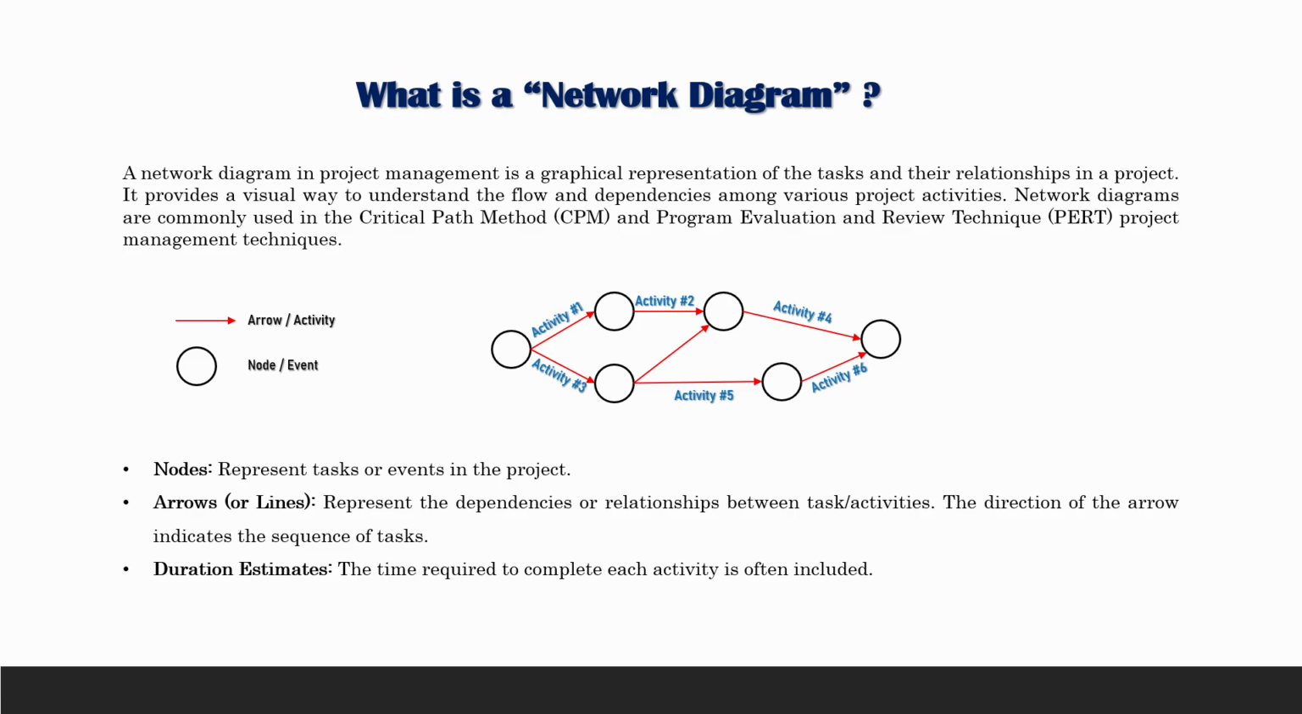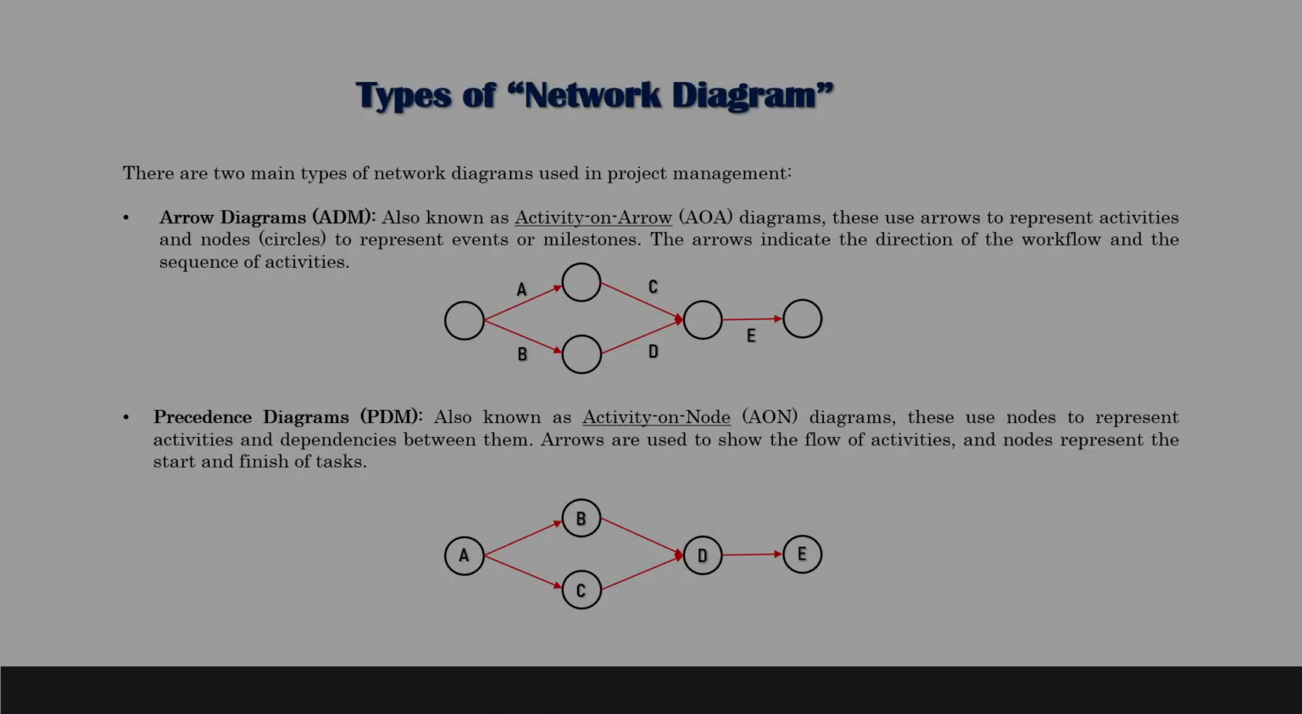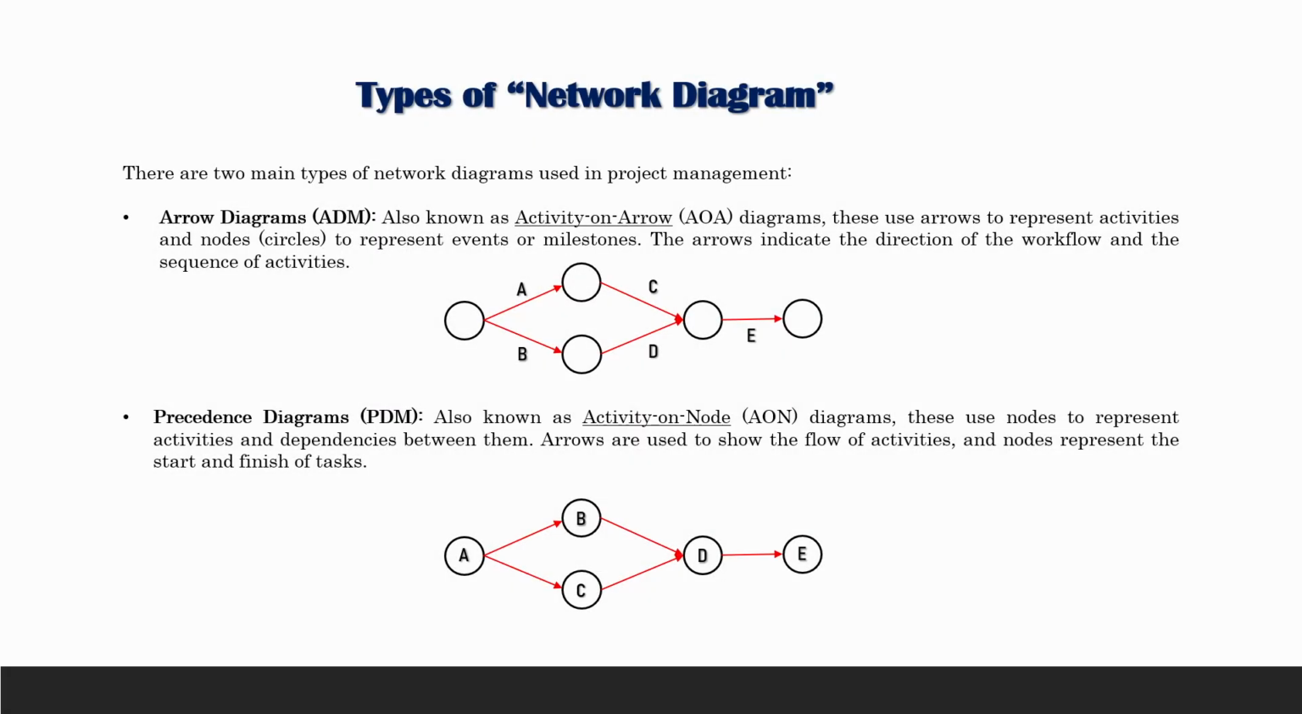Let's picture it as a map that guides us through the intricate web of project activities, providing a clear visual understanding of the flows and dependencies. This tool finds its prominence in the methodologies of the critical path method, CPM, and the program evaluation and review technique, PERT. Diving into network diagrams, we encounter two main types: the arrow diagram, ADM, also known as the activity on arrow, AOA diagram, and the second one is the precedence diagram, PDM, also known as the activity on node, AON diagram.